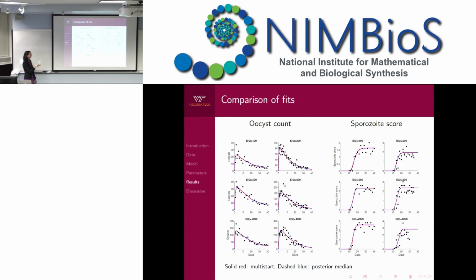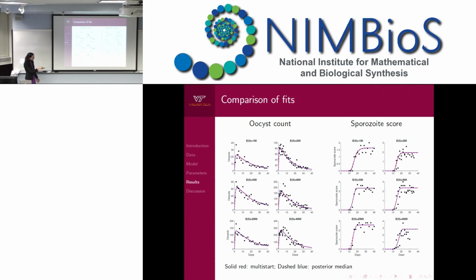The black, again, are all the dots. On the left, we have the oocyst numbers. On the right, I'm showing you the sporozoite scores, not the actual sporozoite numbers. And the solid red curves are our best multi-start, and that might be either model 1 or model 2. I'll show you some of the results deciding between them in a little bit. And then the dashed blue is going to be the median posterior from our MCMC. You'll notice that it's really hard on most of these to even tell that there are 2 lines on those plots, because we're getting a lot of agreement between them.